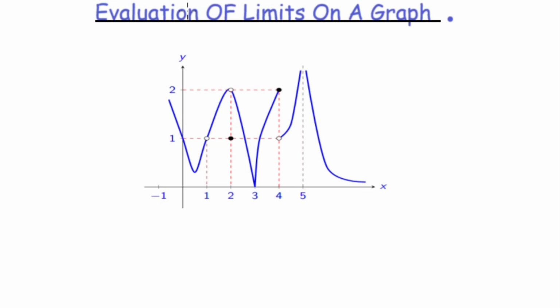Hello everyone. Now taking this graph into consideration, how can we determine if the function is continuous at point 0, 1, 2, 3, 4, and finally 5. Now, for the function to be continuous at a point, we can summarize all the conditions under one equation, right?